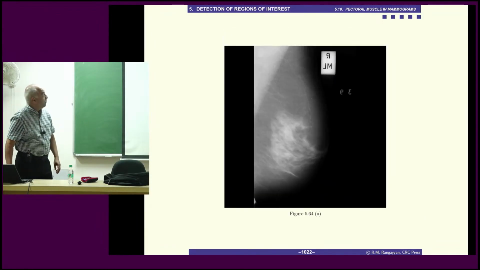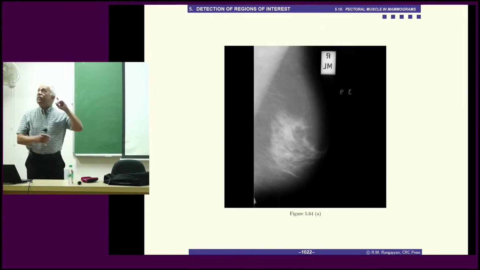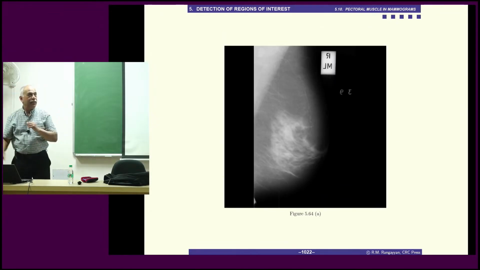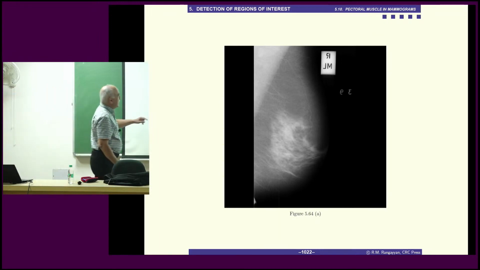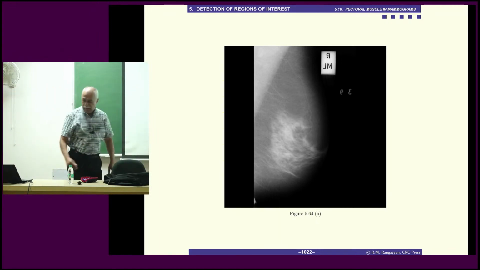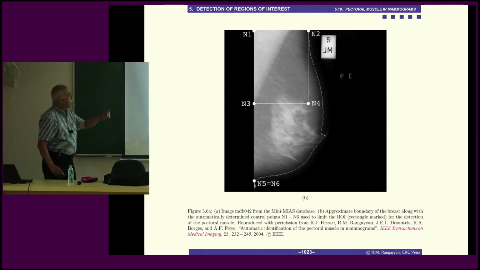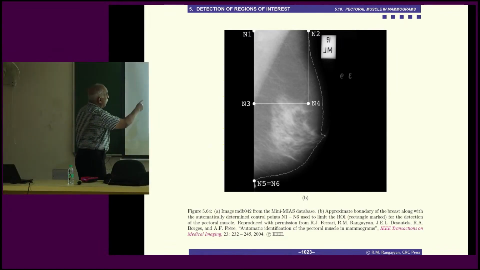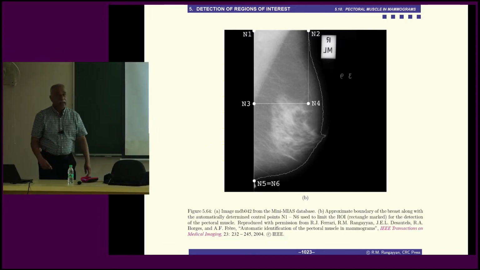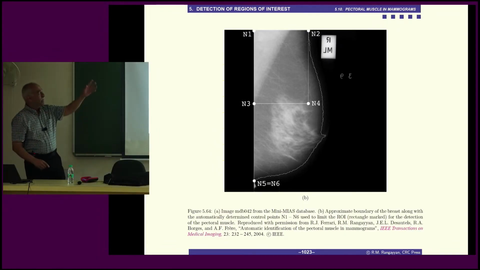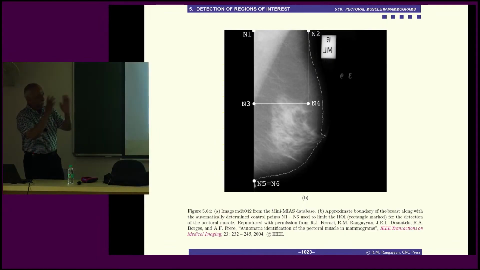So one of these slides should go. This one, if you can remove this. So that's the original image, and we saw the detection of the breast boundary. We have the breast boundary here, and these points N1 to N6 are marked. Or this is okay. That can stay there. Okay, that's fine. I want that for video. That's okay.